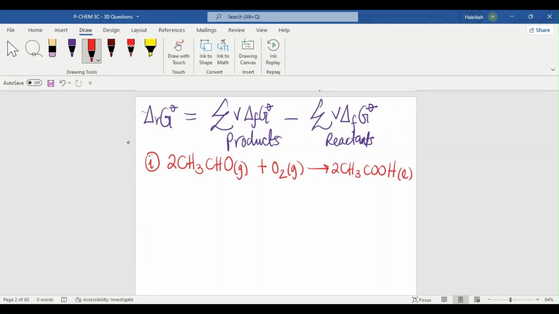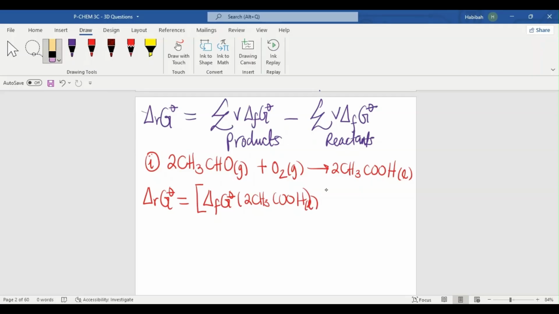So you have 2CH3CHO gas plus O2 gas, and then you have 2CH3COOH. Applying the formula for the Gibbs energy of reaction, we're going to focus on the products first. So you have the Gibbs energy of formation for the product, 2CH3COOH, liquid. Let's not forget.